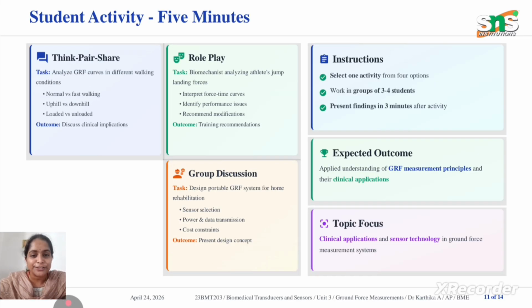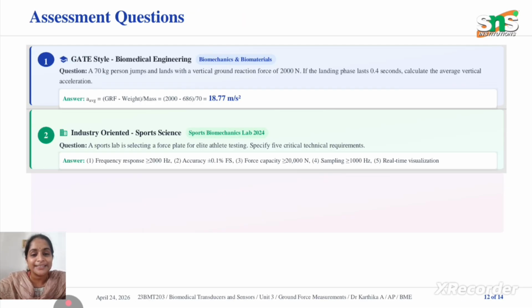I've included a student activity for 5 minutes: think, pair, share, role play, as well as group discussion. The topic focuses on clinical applications and sensor technology in ground force measurement systems. I've also included some assessment questions from gait as well as industry.